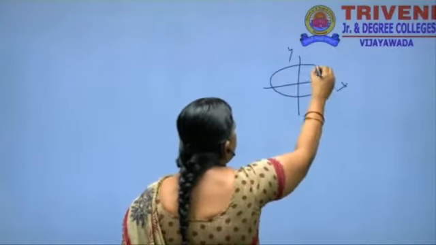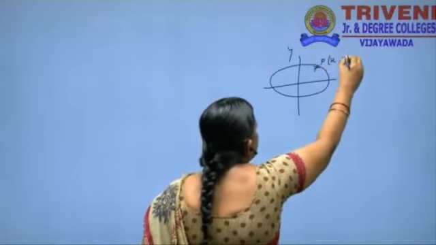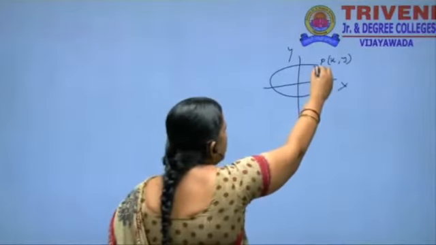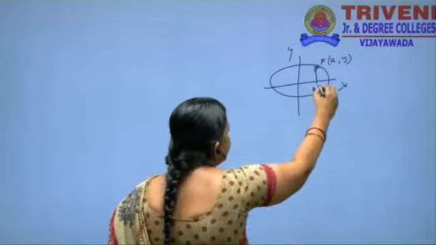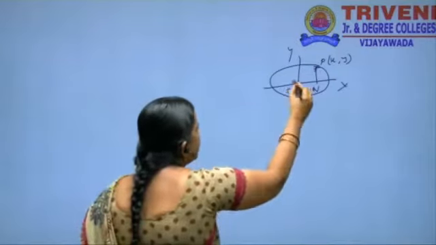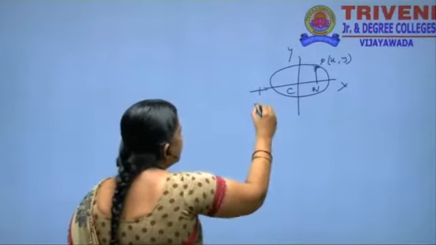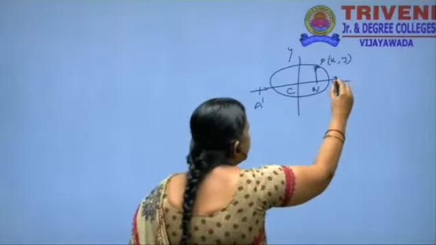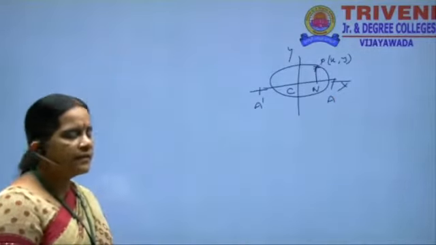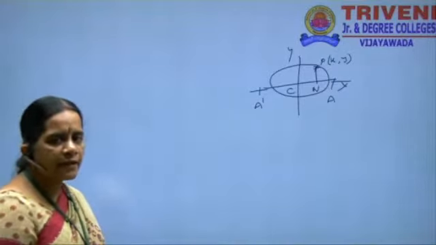This is an ellipse, and P(x, y) is any point on the ellipse. The perpendicular line joining P to the x-axis is named PN. C is the center, and A and A' are the vertices. P(x, y) is any point, and PN is perpendicular to the x-axis.